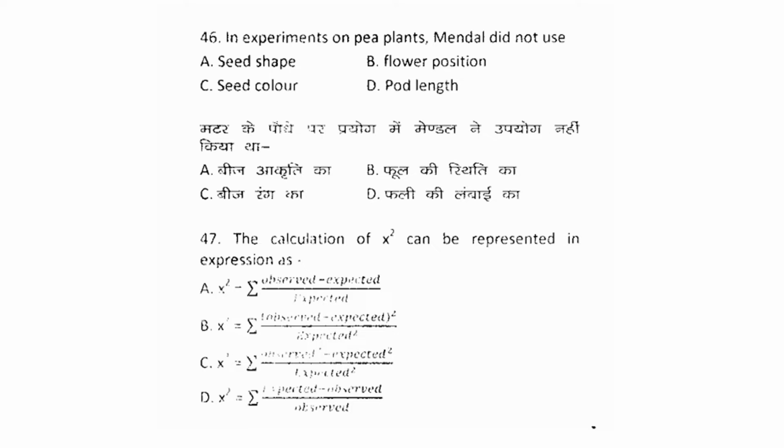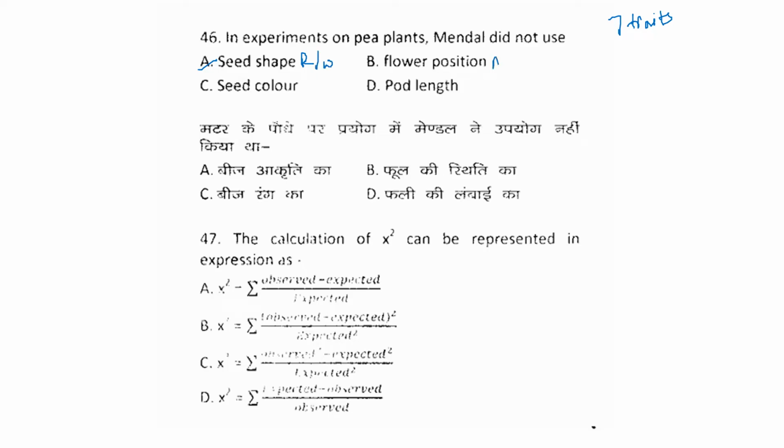Now, the next question is: in experiments on pea plant, Mendel did not use. So, Mendel did use seed shape. Mendel used 7 traits in his experiments. He used 7 traits, and so he used seed shape. The characteristics were round or wrinkled.